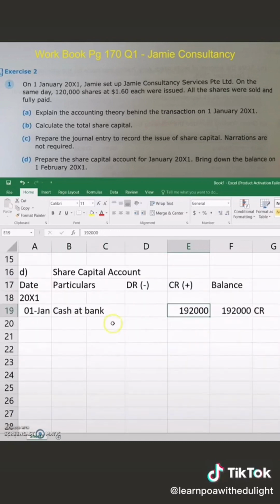So it's 192,000. Now, this question requires us to bring down the balance on 1st February. So by 1st February 20x1, I will have my balance brought down, which is 192,000 CR. Okay, so that's it. This is the answer for A, B, C, and D.